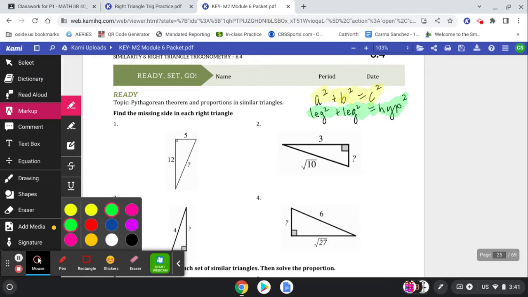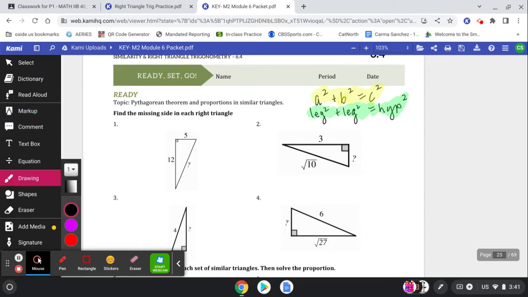Okay, here we go. Number 1, I'm being given two legs and I'm asked to find the missing hypotenuse. How do I find it's a missing hypotenuse? Because the right angle is here and the hypotenuse is always the longest side across from the right angle. So I say leg squared plus leg squared is equal to the hypotenuse squared. And it doesn't matter which length is which leg first or second. I can use the 5 and the 12 or the 12 and the 5.